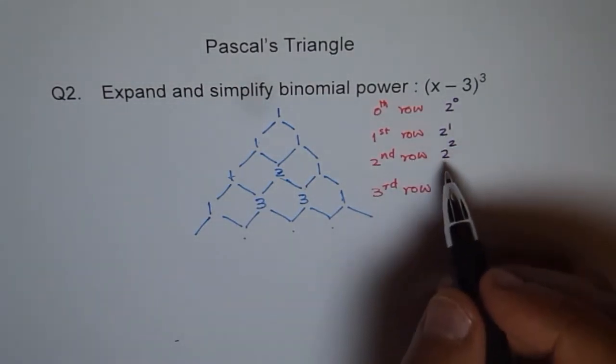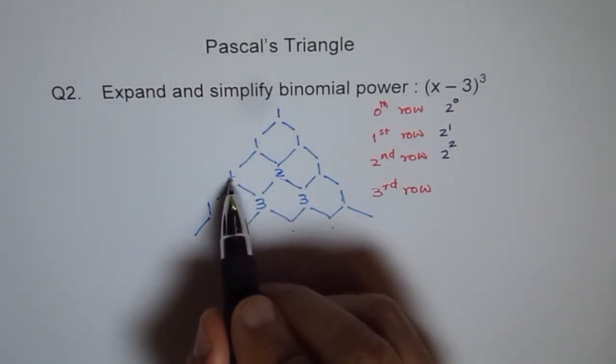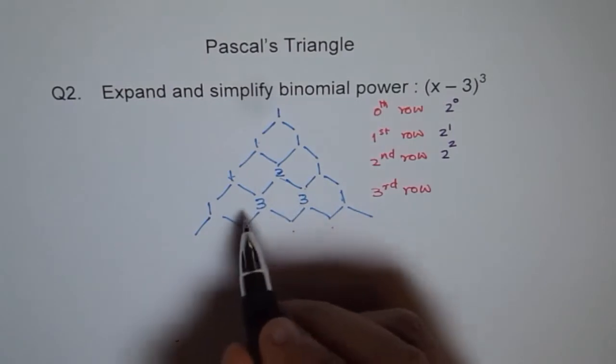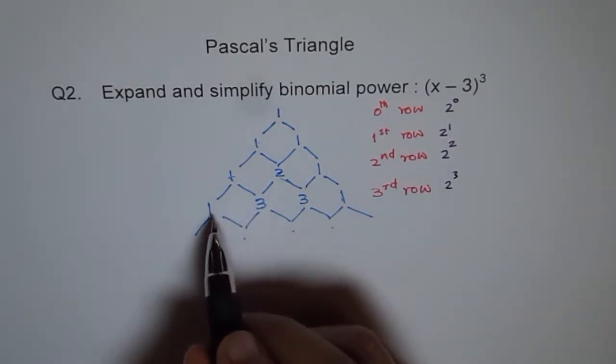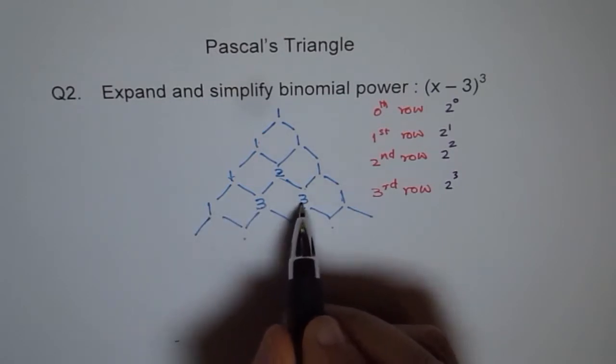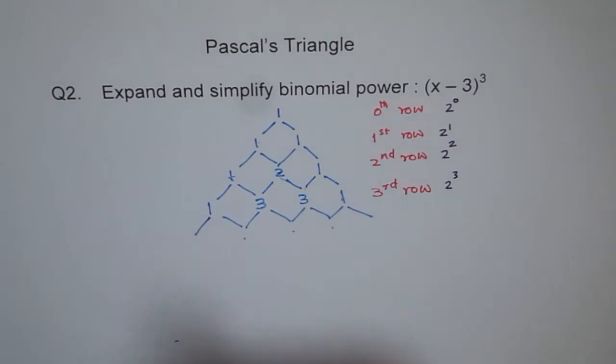So if we got 3 terms, but when we add them up, we get 4. 1 plus 2 plus 1, 4. And how about this? 2 to the power of 3 is 8. So when you add these terms, 1 plus 3 plus 3 plus 1, we get 8. You see, 3 plus 3 is 6, 7 and 1, 8.